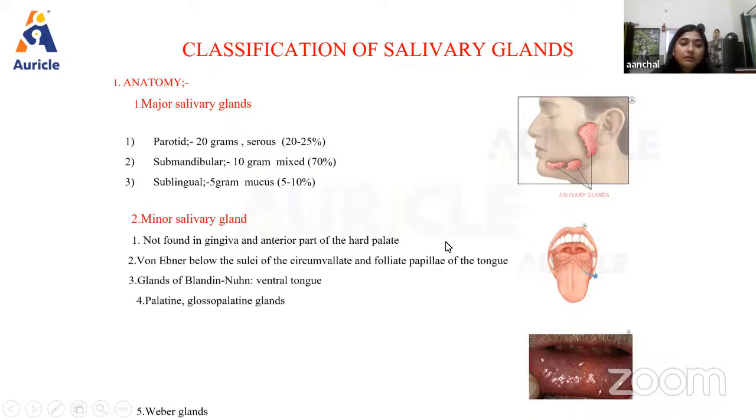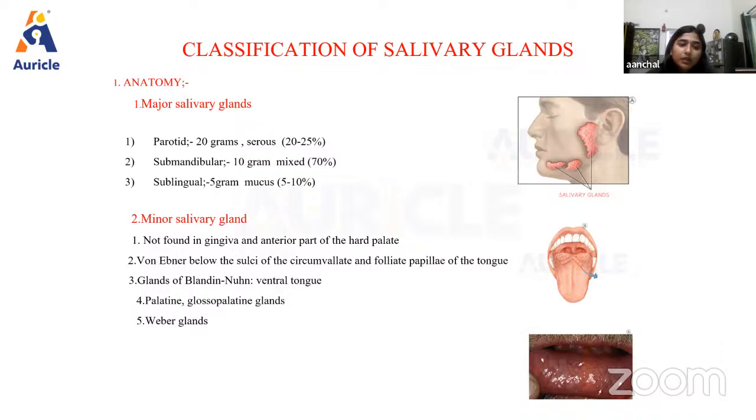Now talking about some minor glands. In minor glands, we have lingual mucus glands, lingual serous glands, buccal glands, labial glands, and palatal glands. The minor salivary glands are not found in the gingiva and the anterior part of the hard palate. Von Ebner glands are found below the sulci of the circumvallate and foliate papillae of the tongue.